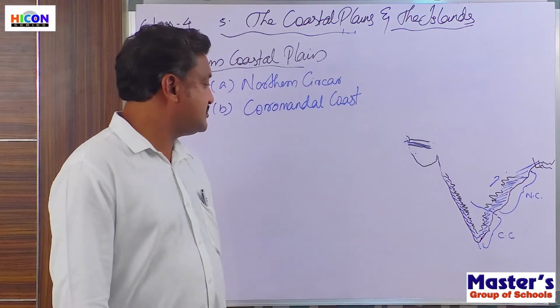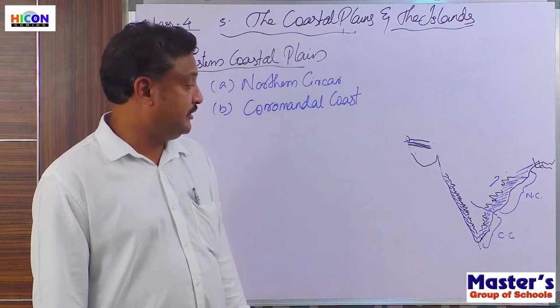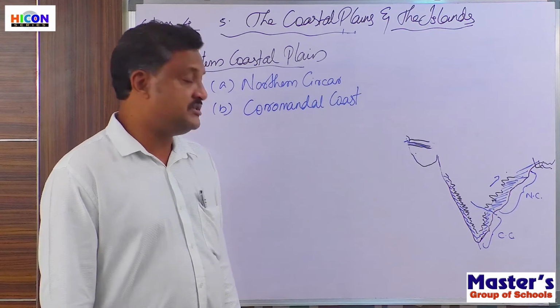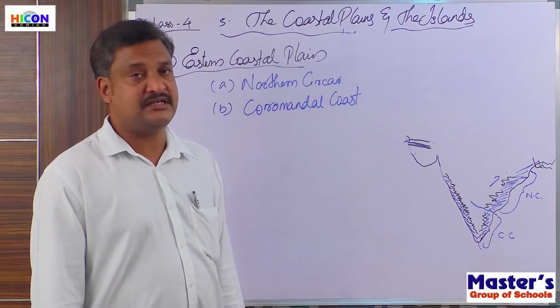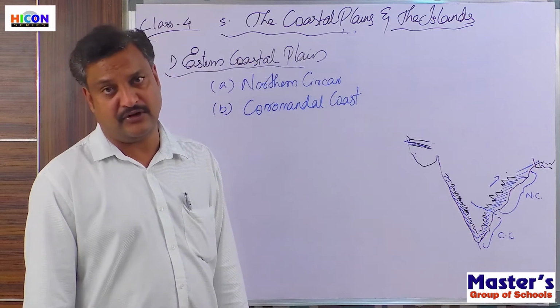So the Coromandel Coast is actually to the south of river Krishna from Machilipatnam to Kanyakumari. The major city is Chennai. Tuticorin is another important port here. This region receives very heavy rainfall.